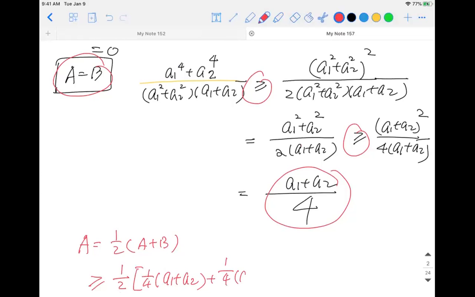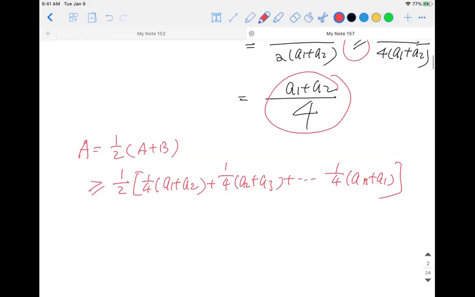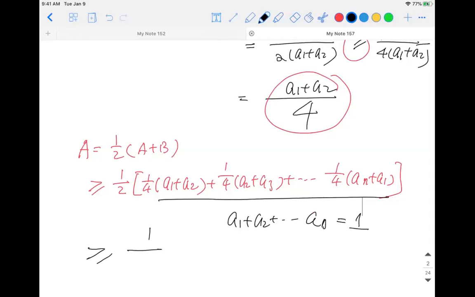1 over 4 (A2 plus A3), all the way to 1 over 4 (AN plus A1). Is that right? You're just basically replacing every single term. This is not magic, right? So what is that? That is actually A1 plus A2 all the way to AN, which is equal to 1. Is that right? So therefore, this guy will be equal to 1 over 4. Is that right?